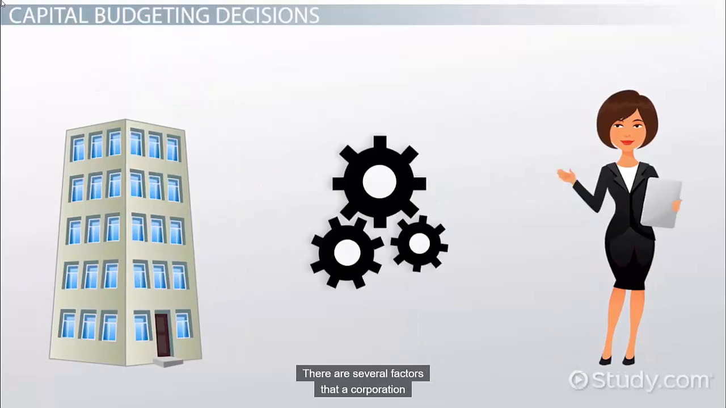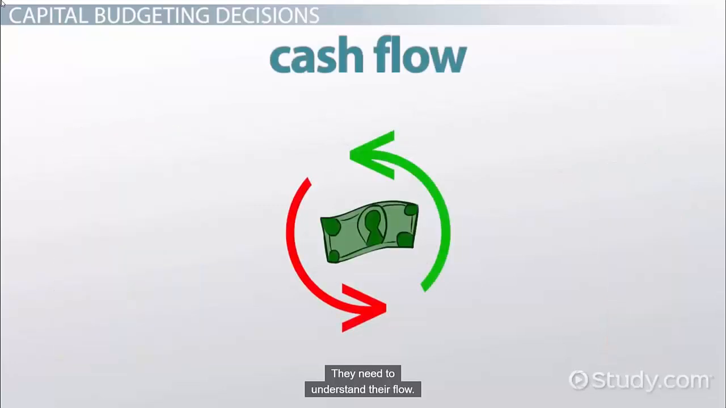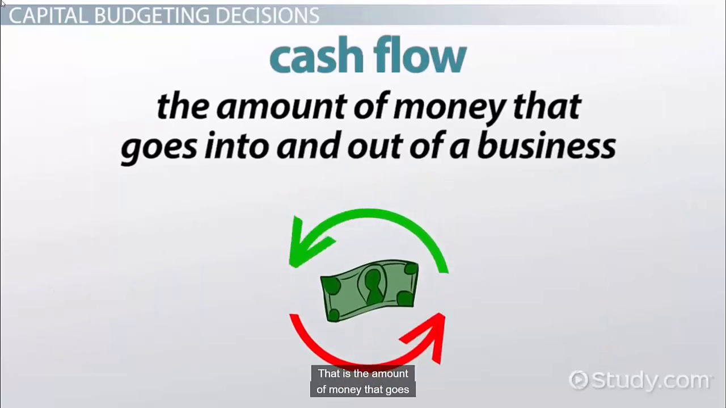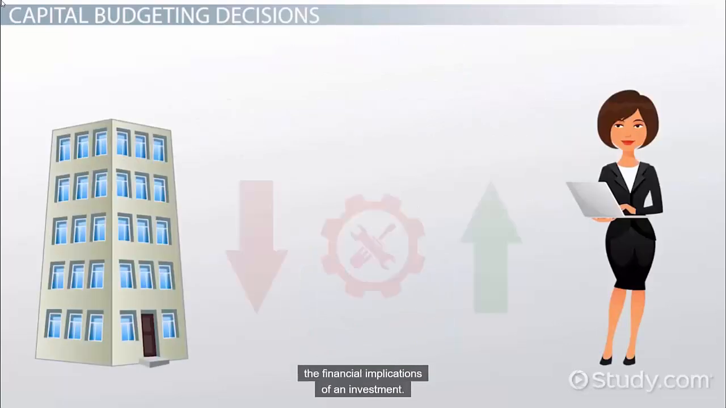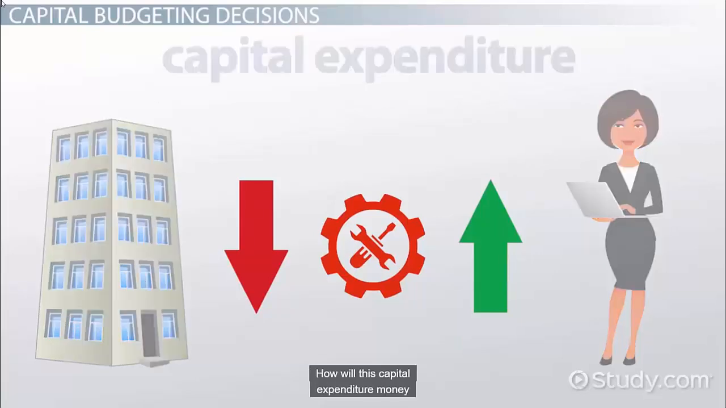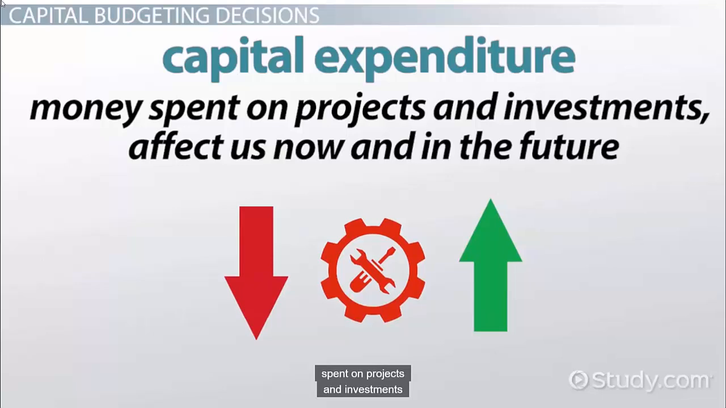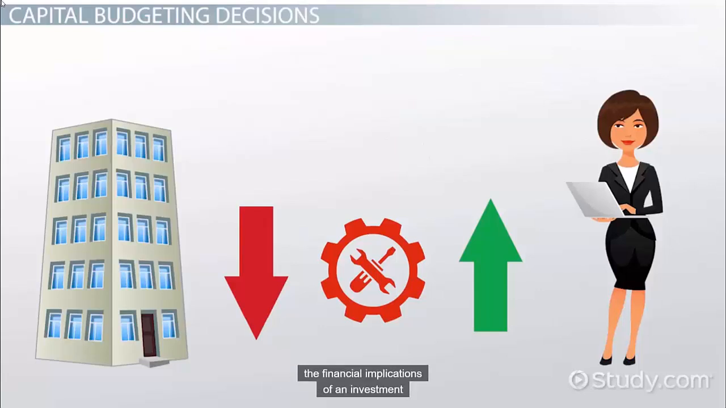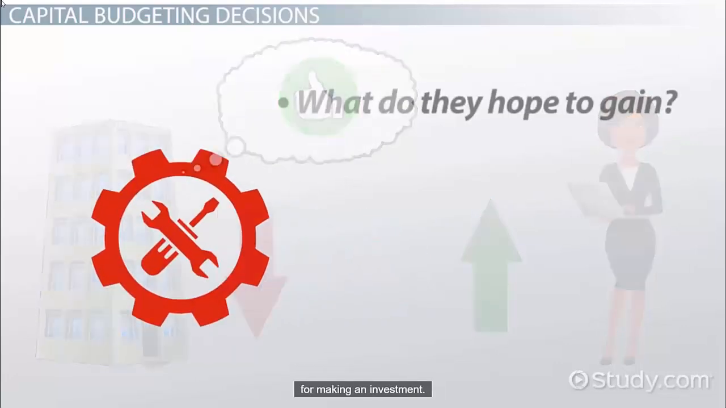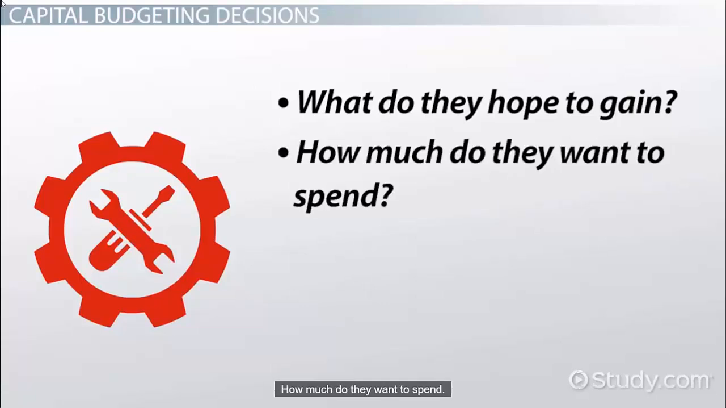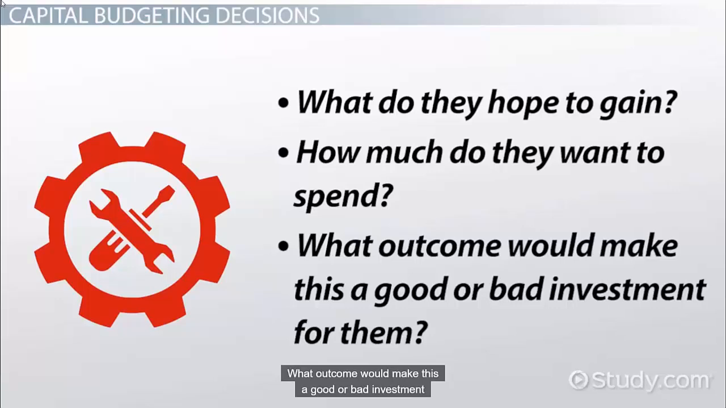There are several factors that a corporation needs to understand in order to make a capital budgeting decision. They need to understand their cash flow. That is the amount of money that goes into and out of a business. How much money do we have? Corporations also need to understand the financial implications of an investment. How will this capital expenditure, money spent on projects and investments, affect us now and in the future? Once they understand the financial implications of an investment, they need to understand whether it's a good investment for them. So they need to understand their criteria for making an investment. What do they hope to gain? How much do they want to spend? What outcome would make this a good or bad investment for them?